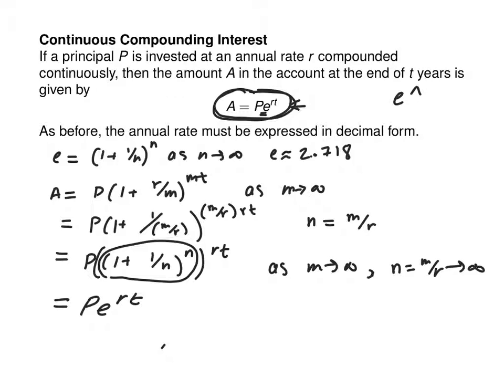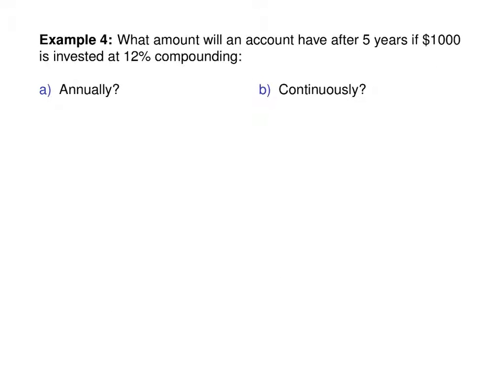Yep. Okay, so let's try one. Let's just compare compounding annually versus compounding continuously. So you have something for 5 years. You invest $1,000, and for some reason you got this awesome 12% interest rate. Super lucky you. So if you compound annually, A equals P(1 + r/m)^(mt). In the case of annually, how many compounding periods per year is that? 1. So m will equal 1.